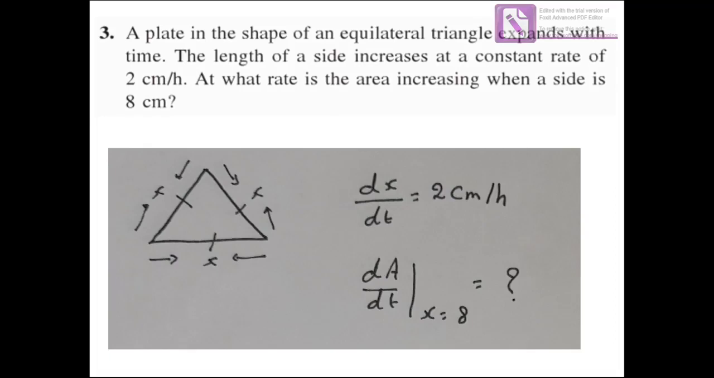عندنا example 3: a plate in the shape of the equilateral triangle expands with the time. إذا معنى a plate shape of equilateral triangle إذا معناته مثلث متساوي الأضلاع. لو كان عندنا بهذا الشكل طول الضلع يمثل x، جميع الأطوال متساوية للمثلث. The length of a side increases at a constant rate of 2 cm per hour. إذا معناته كل ضلع يتوسع أو يزداد increase بنسبة 2 cm per hour. At what rate is the area increasing when a side is 8 cm.